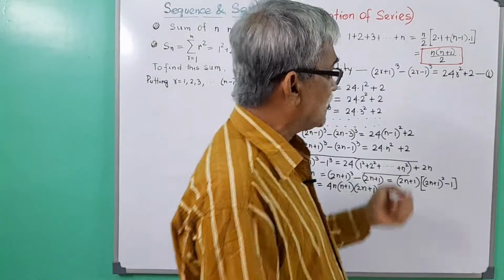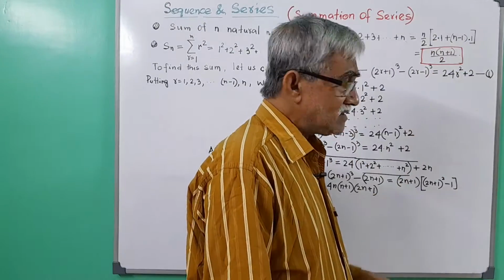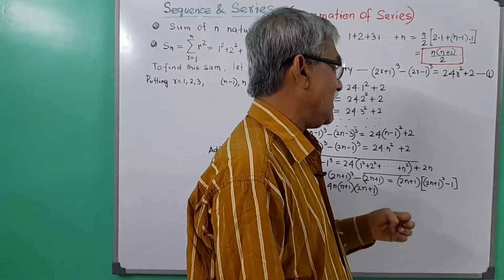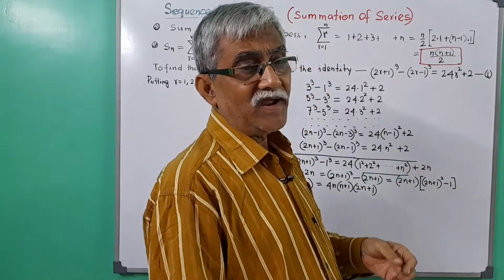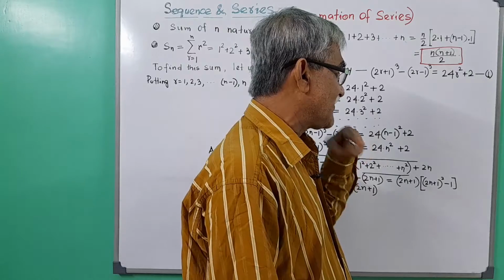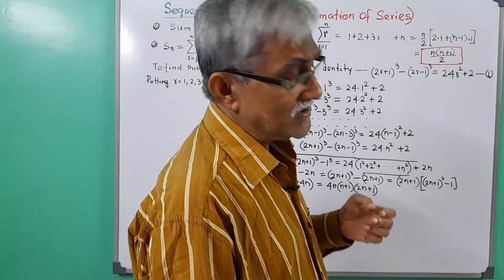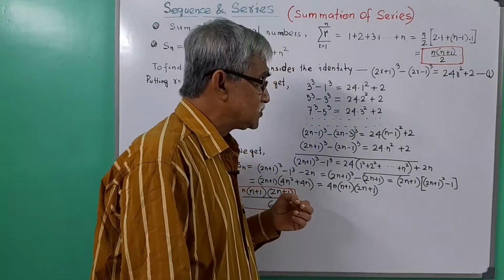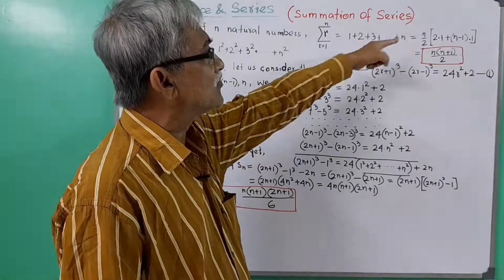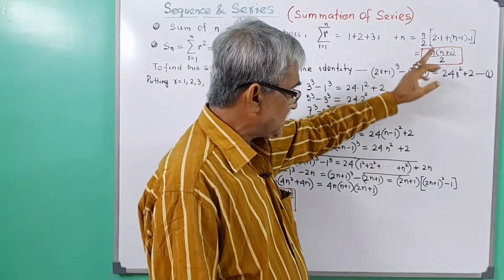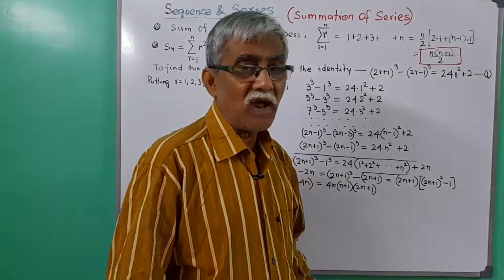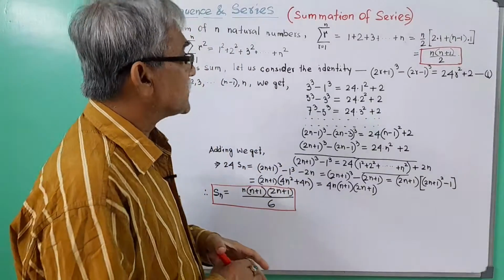And that sums up to n by 2 into (2 into 1 plus (n minus 1) into 1). We have used the formula n by 2 whole into (2a plus (n minus 1) into d), where a is the first term, n is the number of terms, and the common difference d is here 1. That sums up to n into (n plus 1) upon 2, and you have to memorize it.